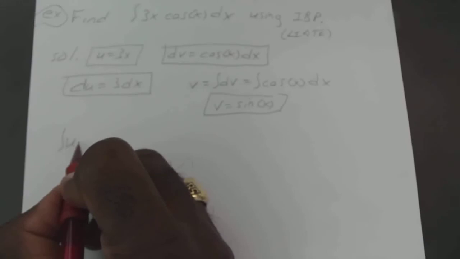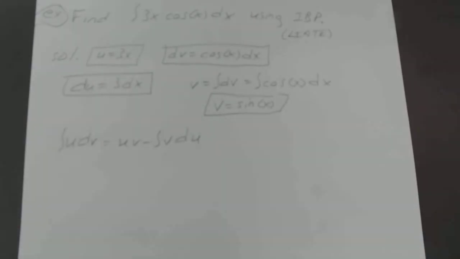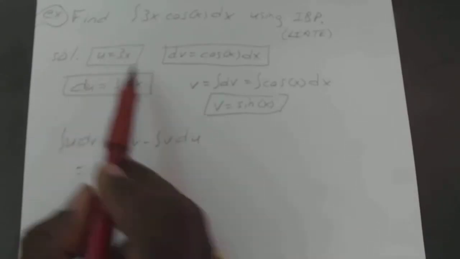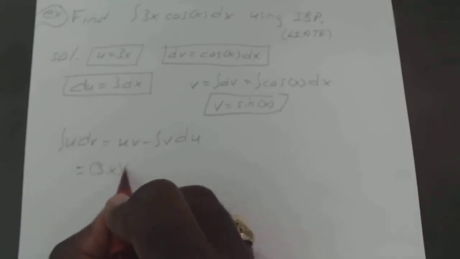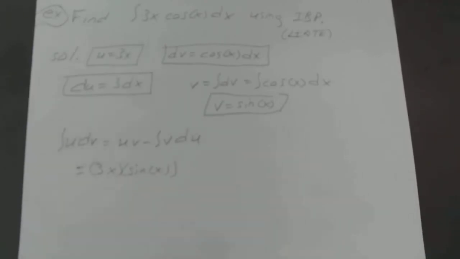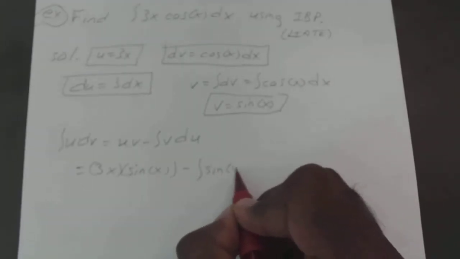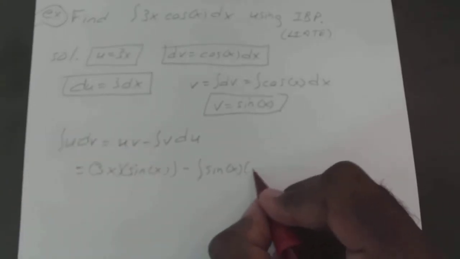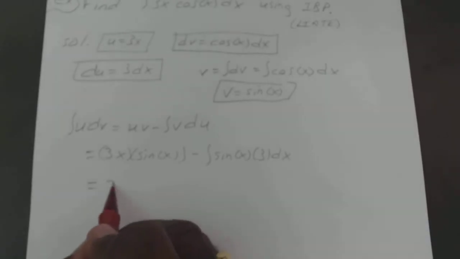Okay, so now we just go ahead and plug it in. The integral of u dv equals uv minus the integral of v du. Okay, so it's uv, so 3x sine x, minus the integral of v, which is sine of x, du, which is 3 dx. We can just get the 3 and bring it right on out to the front.